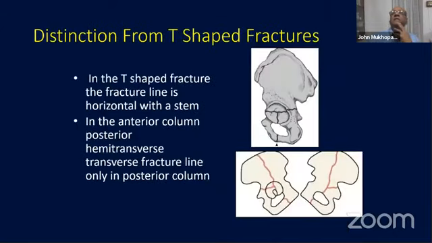And the T-shaped fracture is different. Here, in the T-shape, you have a horizontal fracture line with a vertical stem extending into the obturator foramen, going down to the inferior pubic ramus. Okay, now this is quite different from the line in the anterior column posterior hemitransverse, where you have a vertical line going this way and a transverse line going posteriorly only. So anteriorly, you may have a wall fracture where you'll have a separate wall fragment, but the main anterior column fracture line will be vertical, while the posterior column fracture will be the transverse fracture.